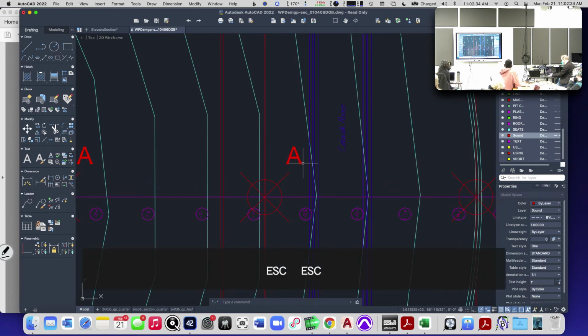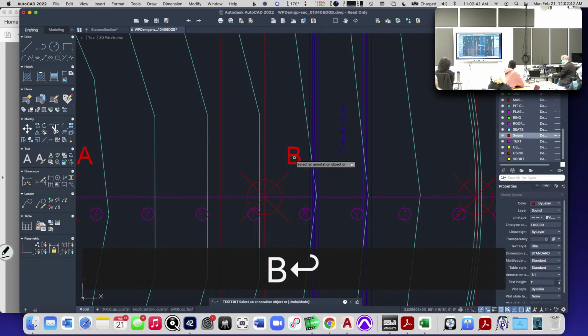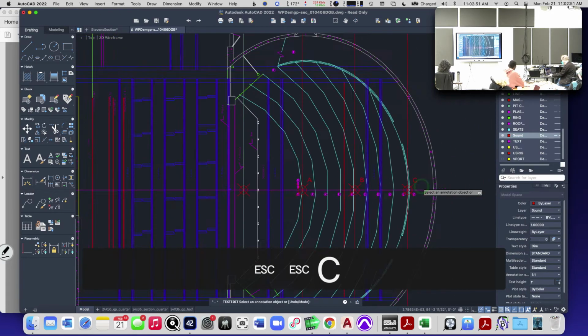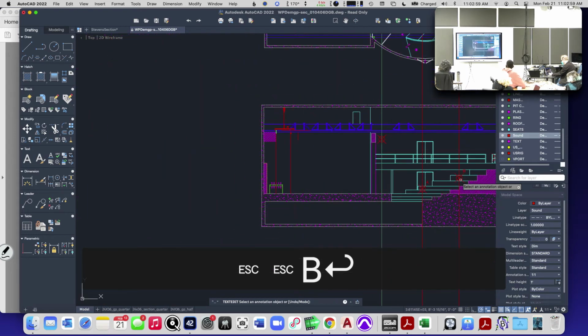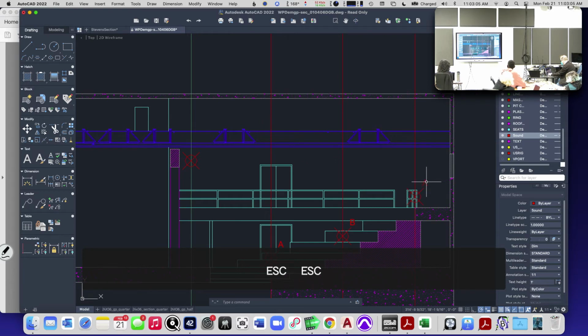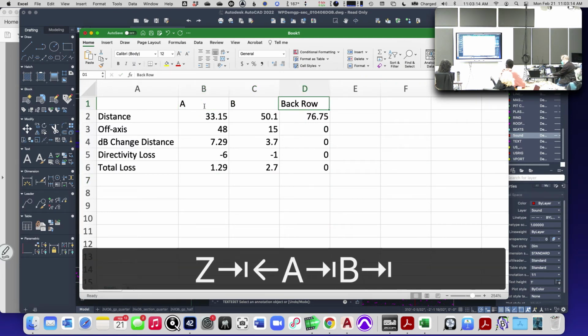So, all right, we're going to call this seat A, B, and C. And down here, just so I can keep track of things, we'll do A, B, and C. Okay. So this will be A, this will be B, this will be C.